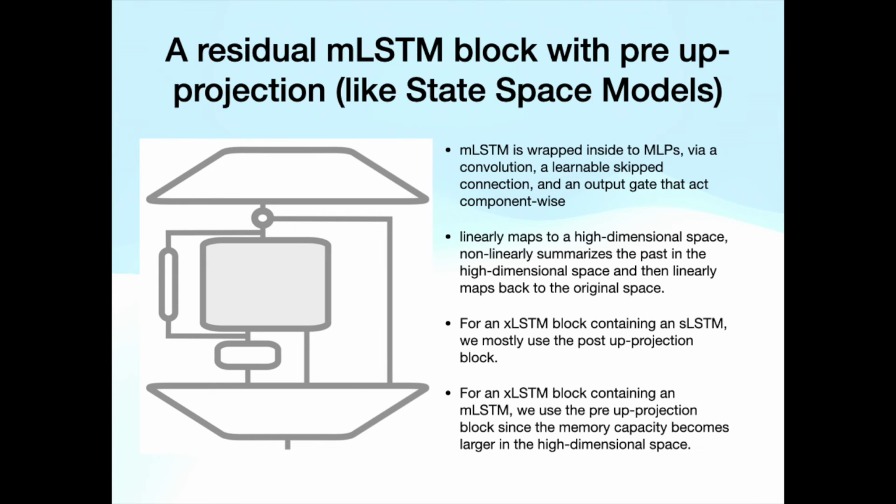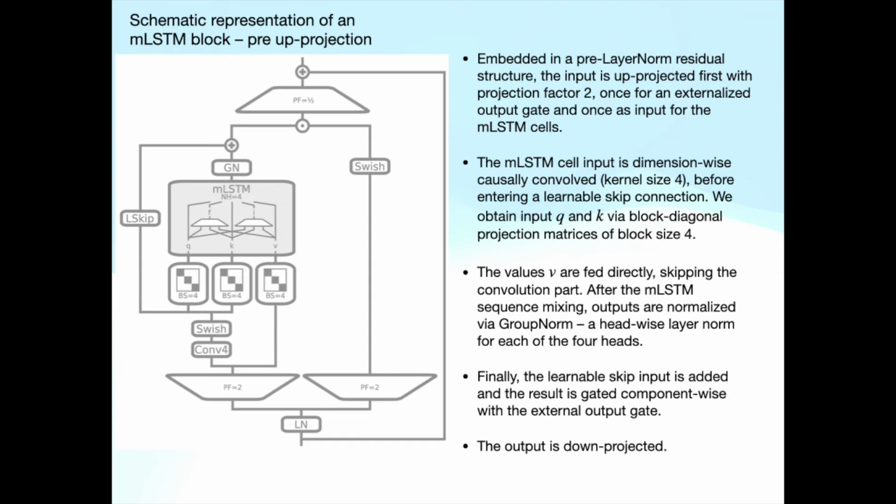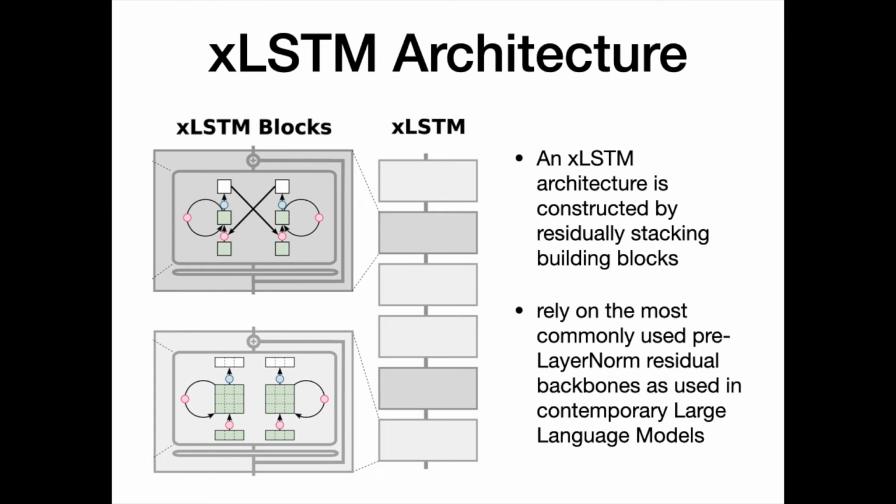In a residual mLSTM block with pre-up projection, like state space models, mLSTM is wrapped inside 2 MLPs, via a convolution, a learnable skip connection, and an output gate that act component-wise. Schematic representation of an mLSTM block, pre-up projection. An xLSTM architecture is constructed by residually stacking building blocks.